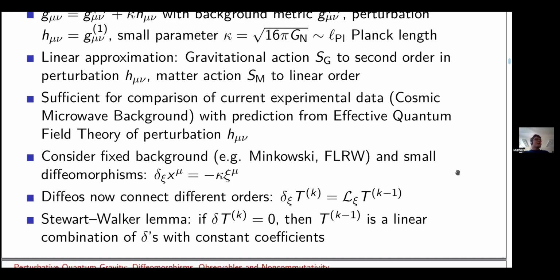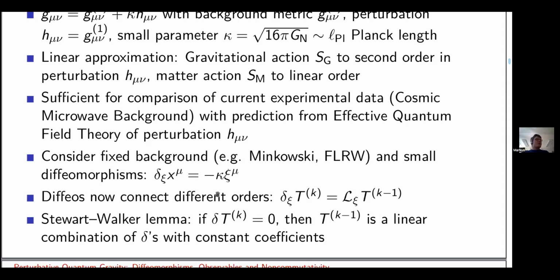So what we have to do in addition is consider a fixed background. As I said, there's a background metric g0. For example, this could be flat space, the Minkowski metric, or it could be a Friedmann-Lemaitre-Robertson-Walker metric for cosmology. And since you're doing perturbation theory, say your background is really fixed. So there I don't change my coordinates. I keep Minkowski and Cartesian coordinates, for example.